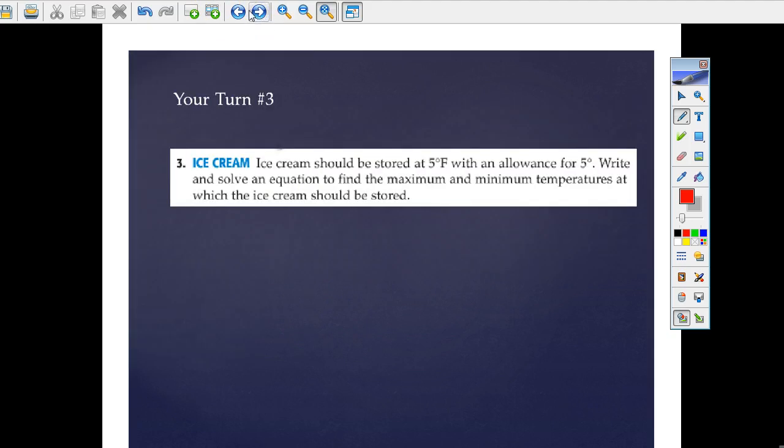Okay, here's your turn number 3 about ice cream. Ice cream should be stored at 5 degrees Fahrenheit with an allowance for 5 degrees. So allowance for 5 degrees means give or take. What is the maximum and minimum temperatures at which the ice cream should be stored? Go ahead, write your answer for number 3 and come back when you're done.